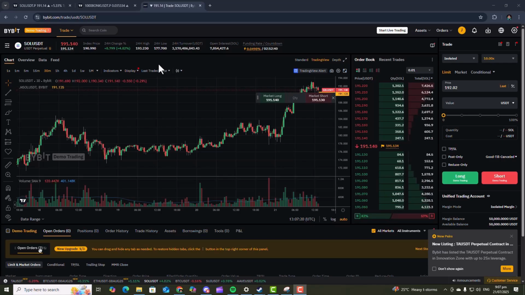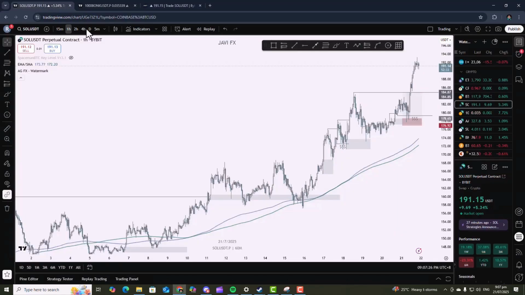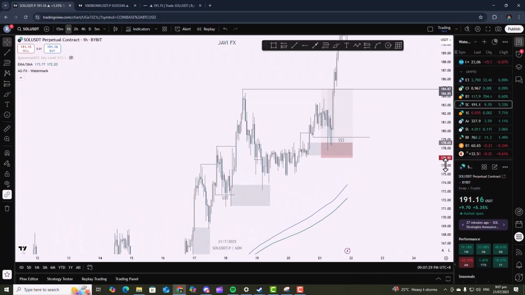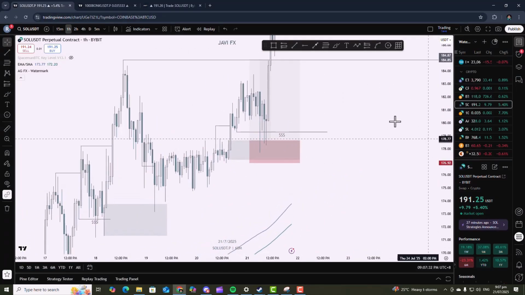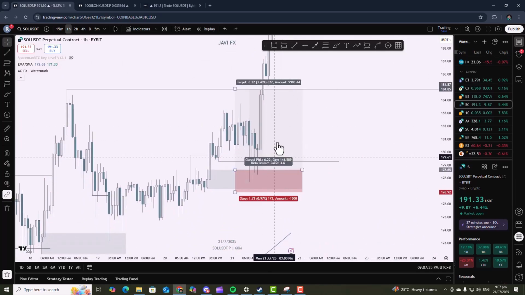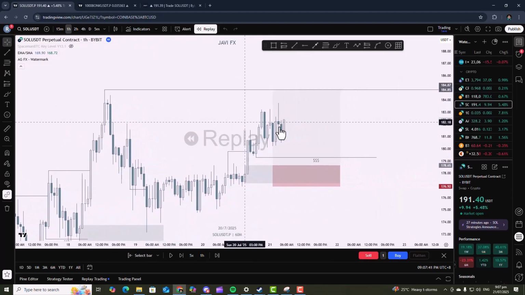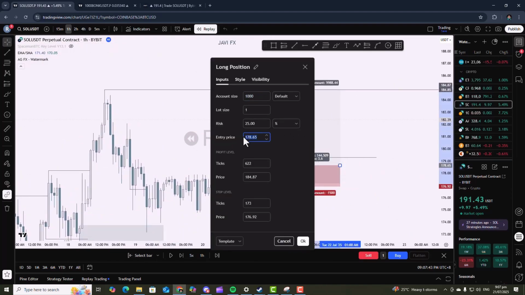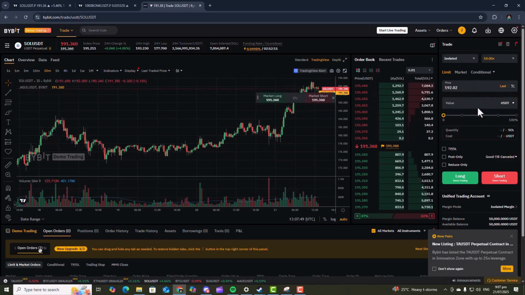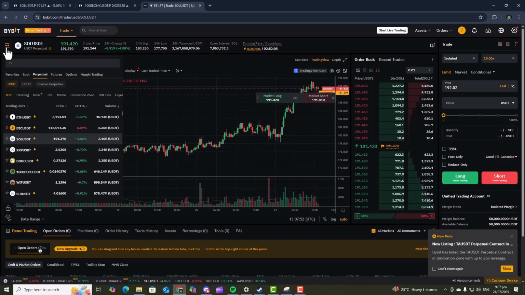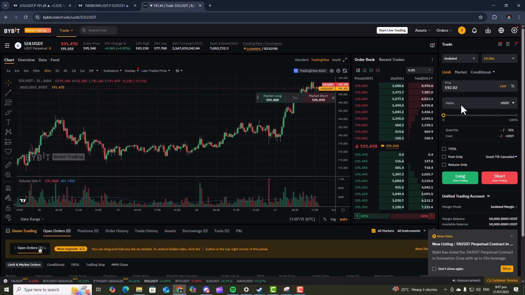Okay, so how do we do this? Let's go to the TradingView chart, because we can't trade directly on TradingView. Let's say this trade didn't play out yet. So here's what you want to do: copy and paste the entry price. Go to Solana here, make sure to click on Solana here. Price, just copy the price, 178.